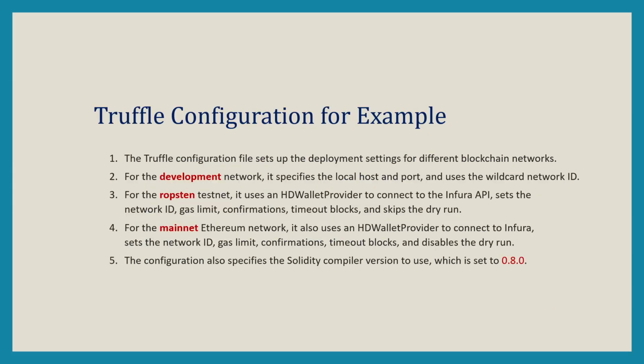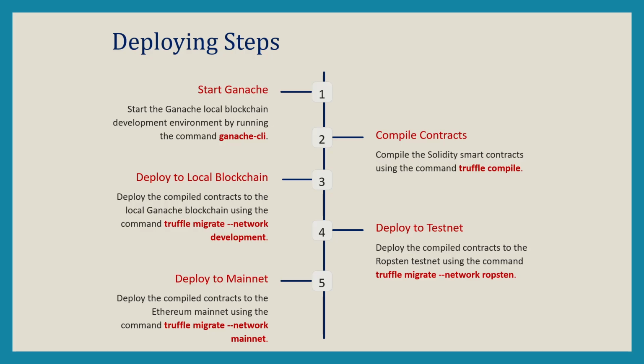Let's go through them again. So you start with Ganache. You start the Ganache local blockchain development environment by running ganache-cli. Okay, then you compile your contracts, compiling the Solidity contracts using the command truffle compile. Okay, then you deploy this to your local blockchain. Deploy the compiled contracts to the local Ganache blockchain using the command truffle migrate --network development.